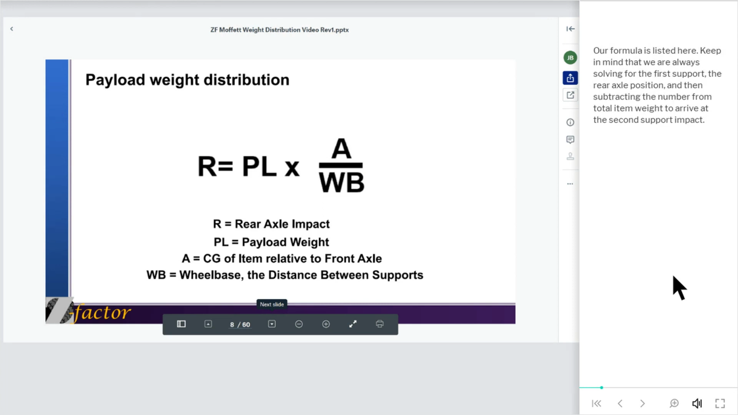Our formula is listed here. Keep in mind that we are always solving for the first support, the rear axle position, and then subtracting the number from total item weight to arrive at the second support impact.